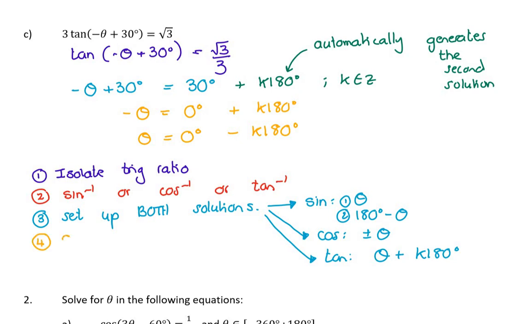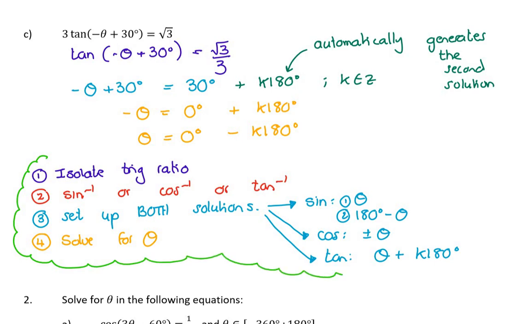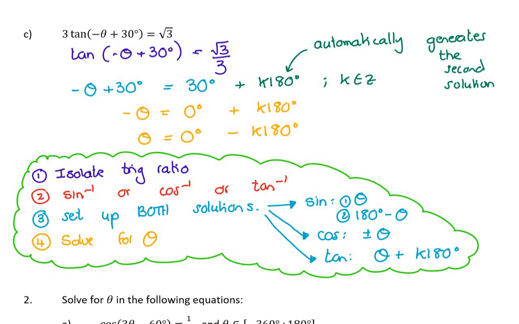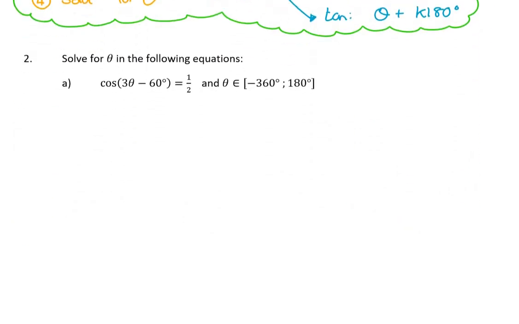And so my last step is solve for theta. So that's just a normal linear equation. So basically these are the steps of all trig equations that we've learned so far. So these 4 steps will help us in most of the equations we work with. Once we move on to our next level, we'll learn how to adapt this if and when we need. Right, let's try another one.